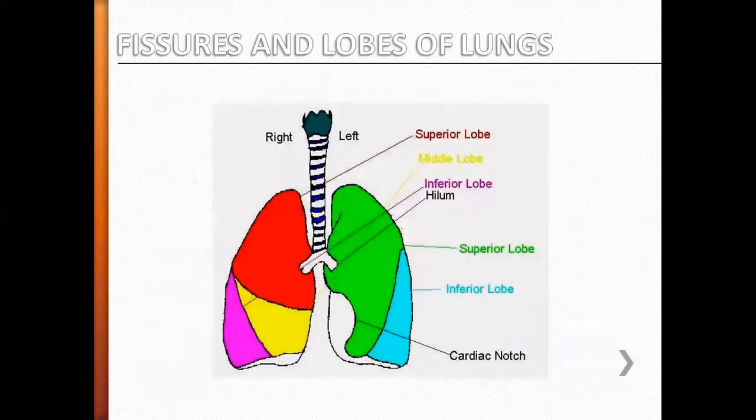Okay. Till now, what have we seen? We have seen the anterior border, the inferior border, and the posterior border. Before this, we saw the apex and base. Base, otherwise we can call it the diaphragmatic surface. Now let's see about the fissures and lobes of the lungs.